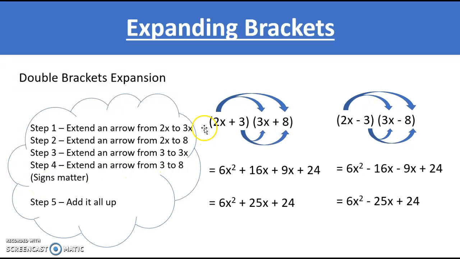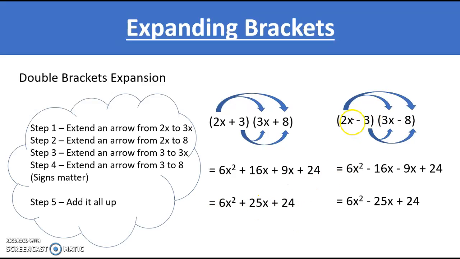For the last bit, just a little change here. If I add a number in front, you still apply the same exact theory. So 2x times 3x, so 2 times 3 would be 6, and x times x would be x squared. Now 2x times 8 gets 16x, 3 times 3x would be 9x, and 3 times 8 would be 24. Same thing as before, you add these guys, become 25x, and you have your final answer.